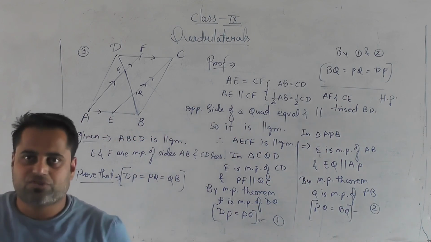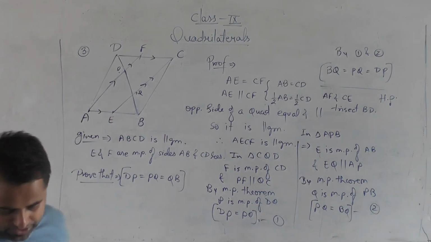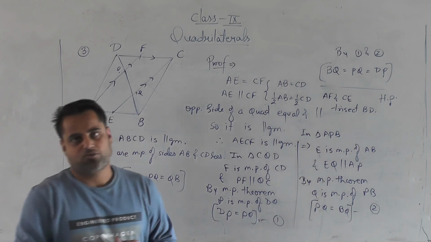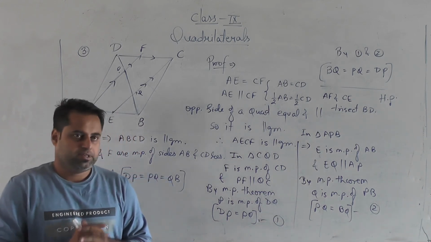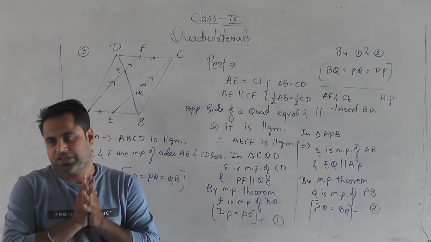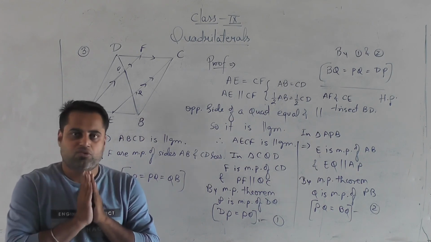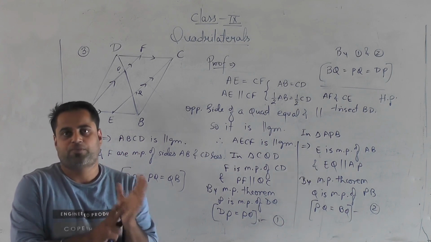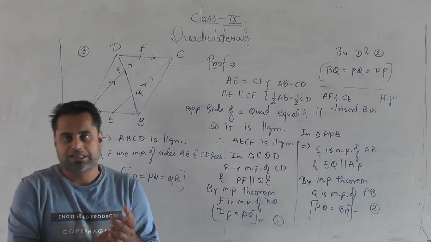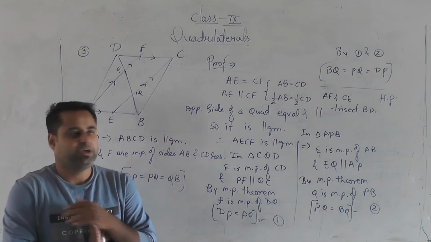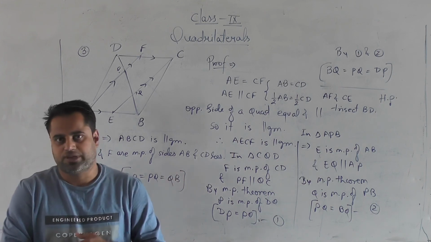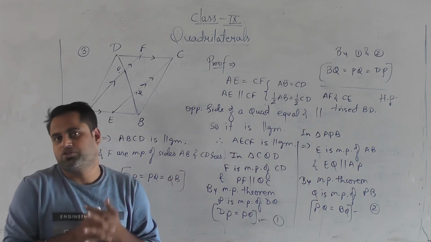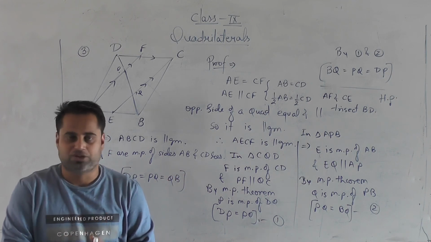So likewise you can do the proofs of the different questions. So here I am just ending this chapter, quadrilaterals. In that chapter there is nothing much to do. There are only two exercises. The first exercise is based on the properties of the different quadrilaterals, and the second exercise is based on this midpoint theorem concept. Okay, there is also a reverse of this midpoint theorem which is called the converse midpoint theorem.